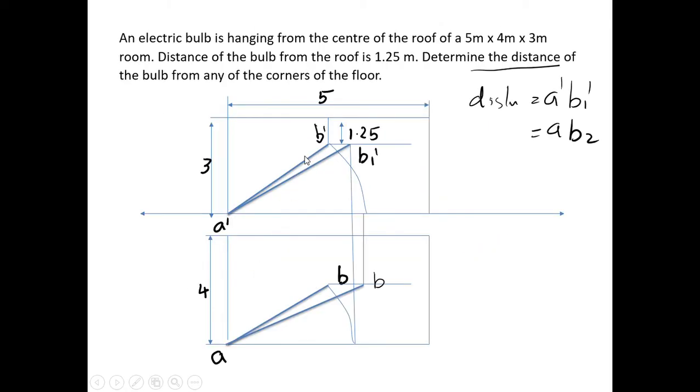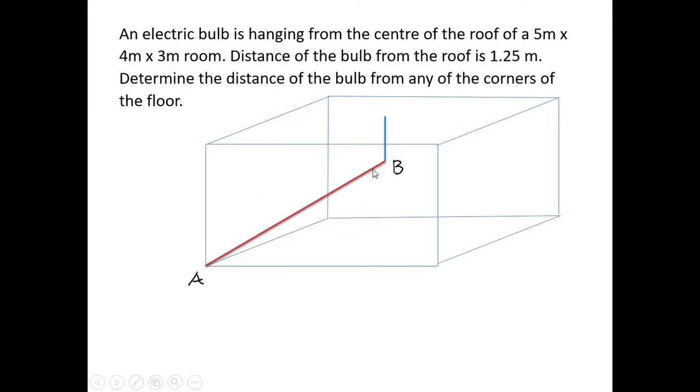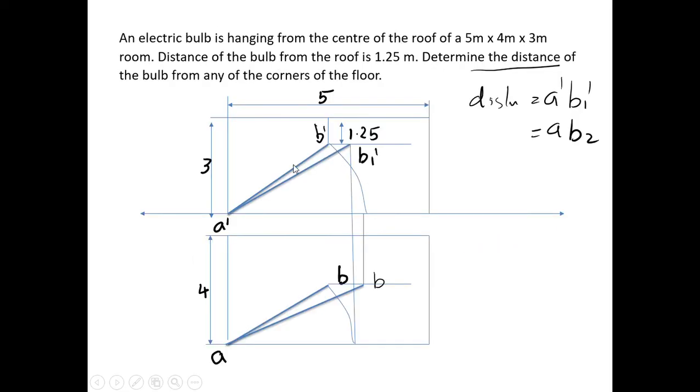So in the front view, as in the previous case, you can connect the point AB. B dash you already got, A dash will be this point. Now in the top view, the position of the bulb will be the centroid of this rectangle. Draw cross lines like this, you can get the point B. Now connect that to the corner A, you can get AB. So B dash A dash is the front view of that line, and AB is the top view of that line.